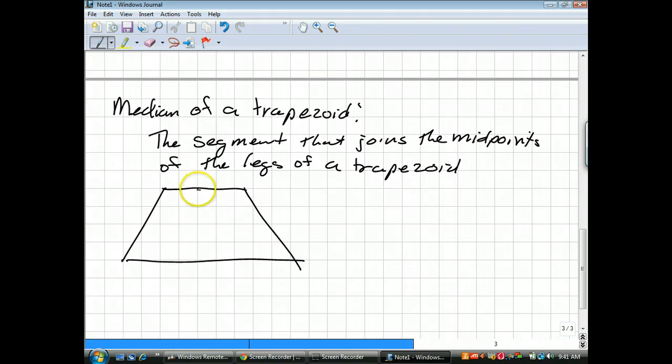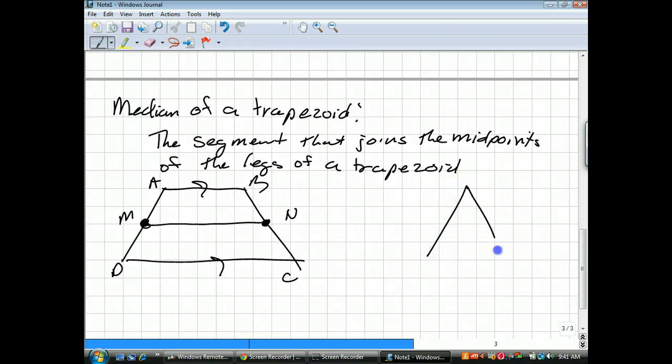So if this is my trapezoid with this side parallel, let's call this A, B, C, D. So if the midpoint of AD is M, and the midpoint of BC is N, then the segment MN would be the median. Okay? But remember that we also have the median of a triangle, and the median of a triangle goes from the vertex and hits the opposite side at its midpoint. Okay? But in a trapezoid, it gives us actually two pairs of congruent segments. AM is congruent to MD, and BN is congruent to NC. Okay, so the median joins the midpoints.